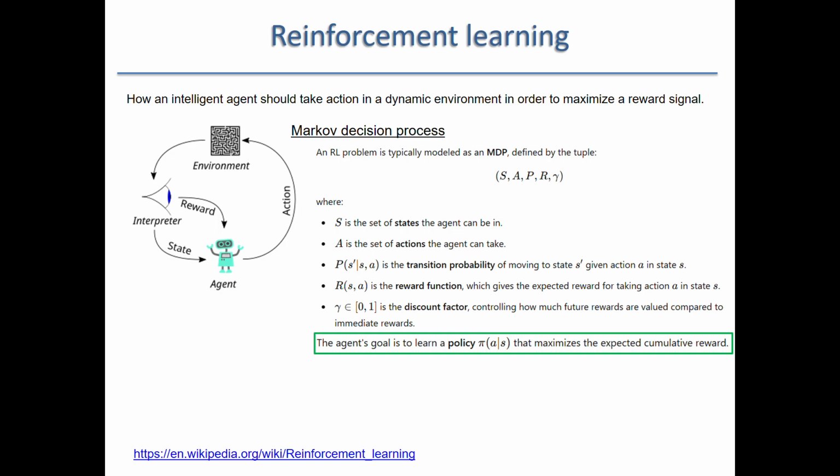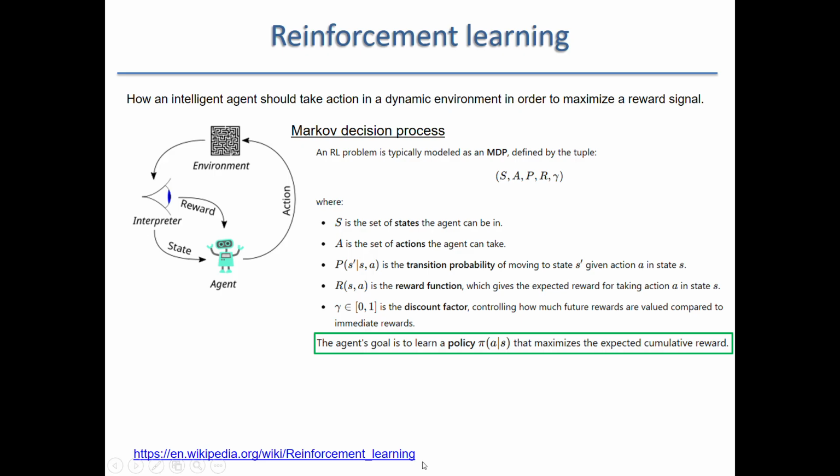Now we will study reinforcement learning. Reinforcement learning is a way to train an intelligent agent to take the optimal actions in a dynamic environment so that there is a reward that is maximized.